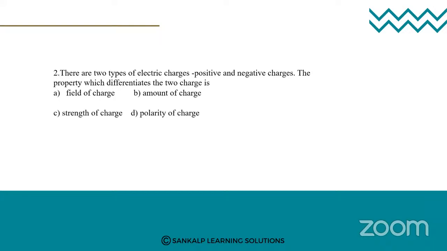Here many students have given the answer D. Some are saying the strength of the charge. The question is that there are two types of charges, positive and negative. What differentiates them? It is differentiated because of the polarity of the charges. Some may not know what polarity means. Polarity is nothing but what you call positive and negative.